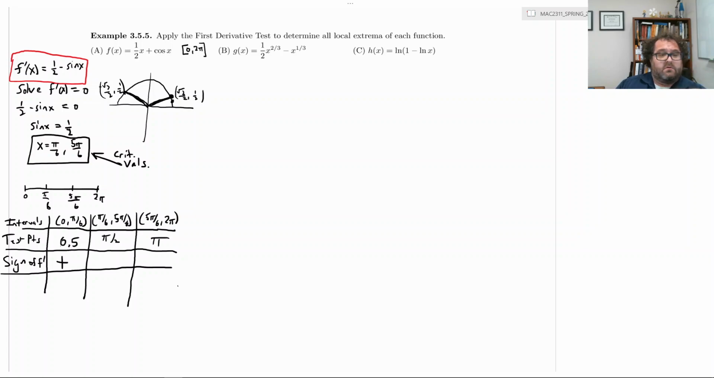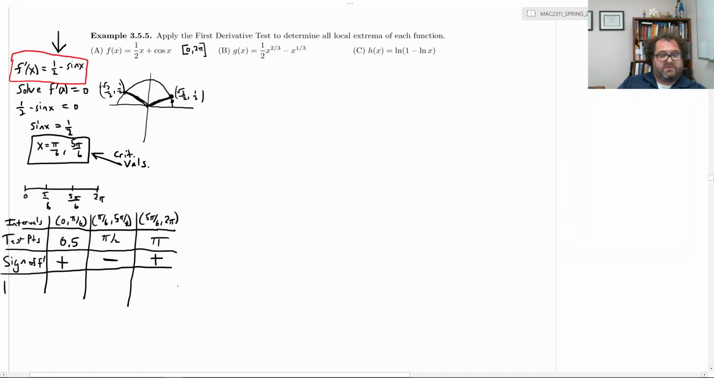What about pi over 2? Sine of pi over 2, that is. So I'm plugging in to my derivative, just mentally. So 1/2, sine of pi over 2 is 1. So you have 1/2 minus 1, negative 1/2. So negative. What's specifically sine of pi? Sine of pi is 0. So 1/2 minus 0 is 1/2, positive.